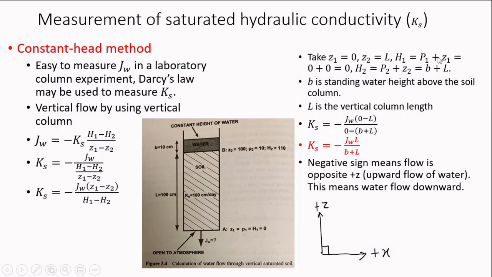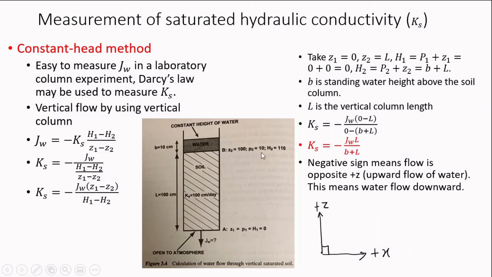H1 is P1 plus Z1, the hydrostatic pressure head plus the elevation, so the elevation of the soil. Here P1 is 0. Z1 is also 0. So 0 plus 0, we get 0.